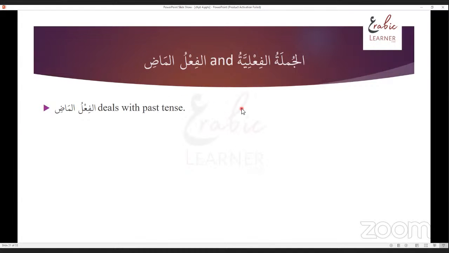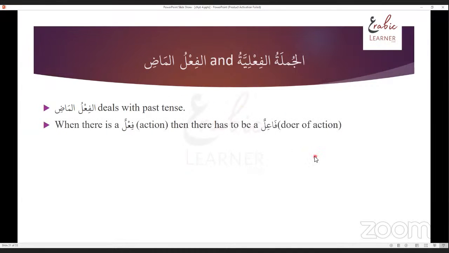Madi means past. Now, whenever you are talking about fi'l, there's some action, there's some movement. Now, ism are just names. When it comes to fi'l, there is an action. So whenever there is an action, there is always a doer of the action. When there is a movement, there is a doer of the movement. So fi'l will always have a fa'il.